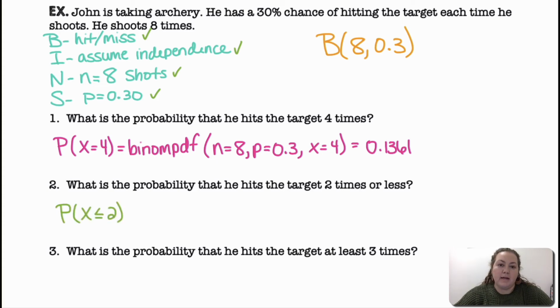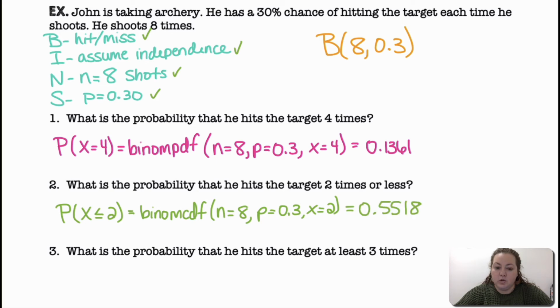What is the probability that he hits the target 2 times or less? So this would be the probability X is less than or equal to 2. So this would be a CDF, binomial CDF. N is 8, P is 0.3, X is 2. I get 55.18%.